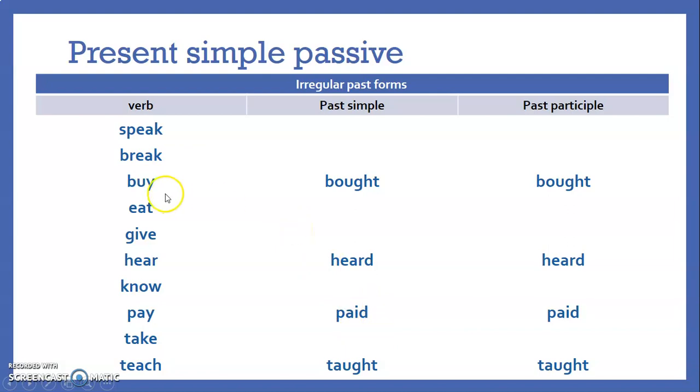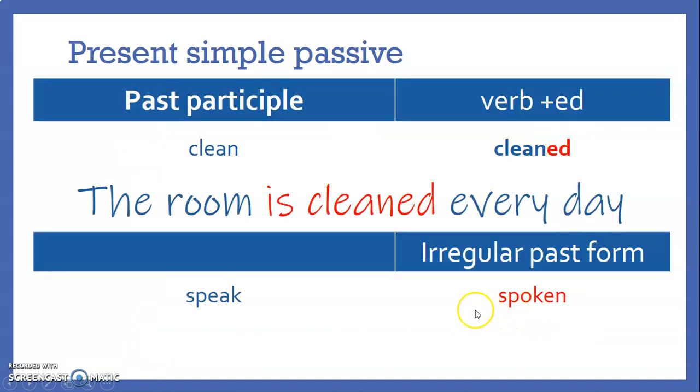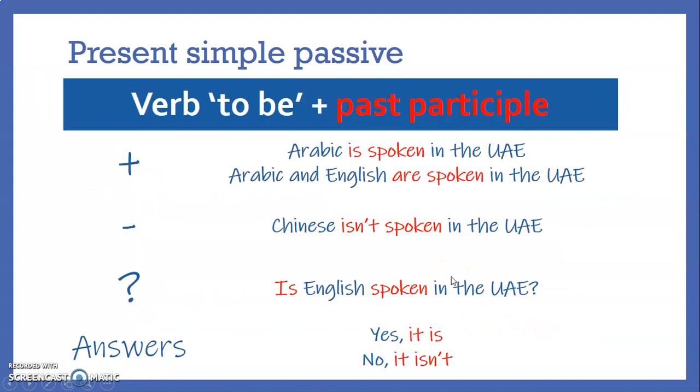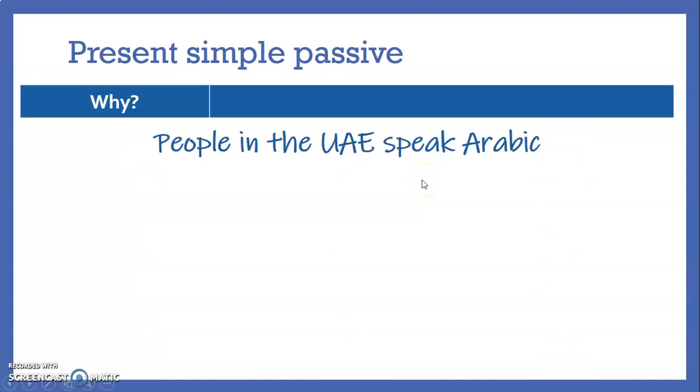But for some verbs, the other ones here, the past participle is different to the past simple. Broke, broken, which is similar to spoke, spoken. Ate, eaten. Gave, given. Knew, known. Took, taken. Okay, this is getting complicated, so just take your time with these kind of things, but this is how you form it. You just need to know the form for when you put it together like this. Is spoken, okay? Takes a little time to get used to.